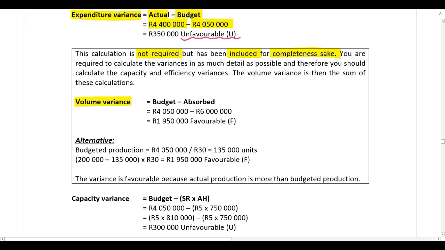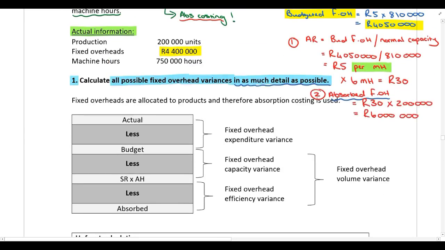So the volume variance is the difference between the budgeted cost and the absorbed cost. So we have the budgeted cost above. You can just bring that down. And we did already calculate the absorbed cost. It's 6 million Rand.